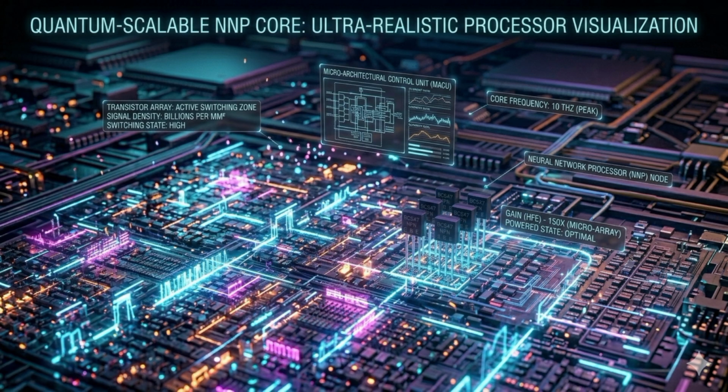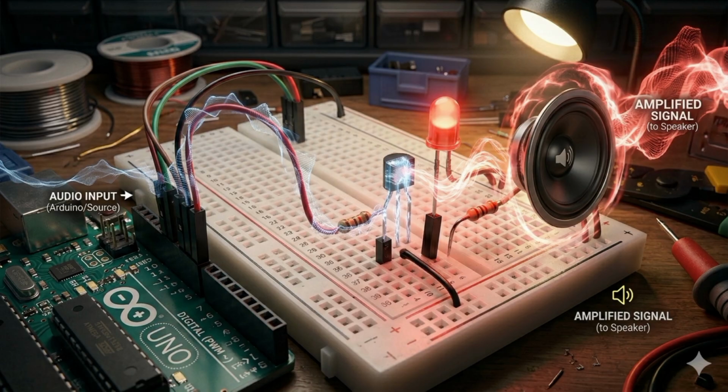Before transistors were invented, old electronic machines used vacuum tubes. Those machines were huge, slow, hot, expensive, and unreliable. Then the transistor was invented, and everything changed. Electronics became smaller, faster, cheaper, and more powerful. Today, modern processors contain billions of transistors inside a tiny chip.